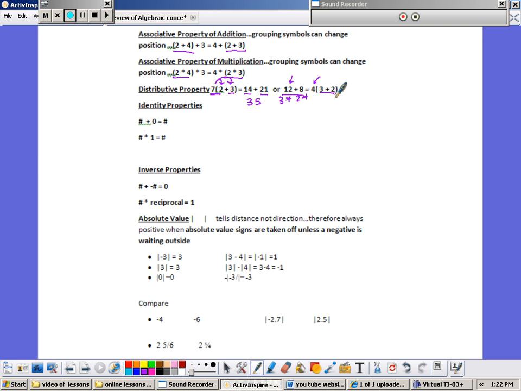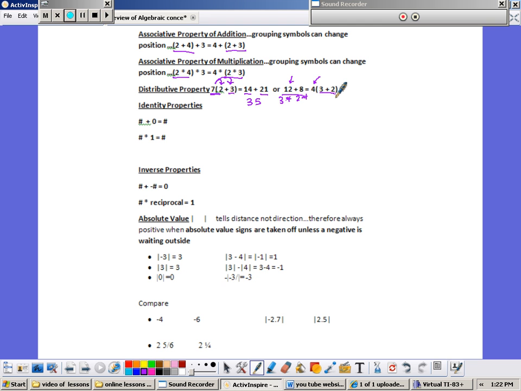Okay, the identity properties. The identity property of addition says that if I add 0 to a number, I will get the same number, and if I multiply 1 by the number, I will get the same number. There is not an identity property for division or subtraction.